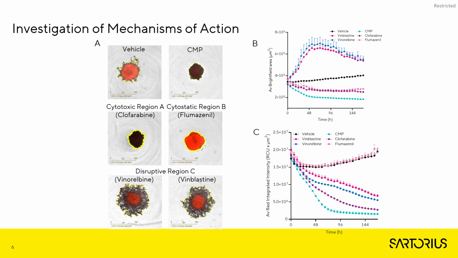Both vinorelbine and vinblastine, which target microtubule processing, display a disruptive phenotype, causing the spheroid to lose its compact phenotype. This manifests as an increase in spheroid size, which is maximum 48 hours post-treatment, and a partial drop in fluorescence, which may be linked to the increased area of the mask and how the integrated intensity value is calculated.